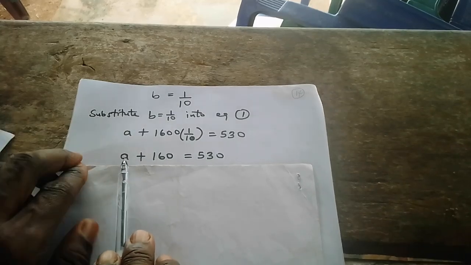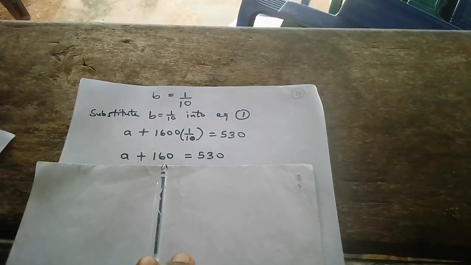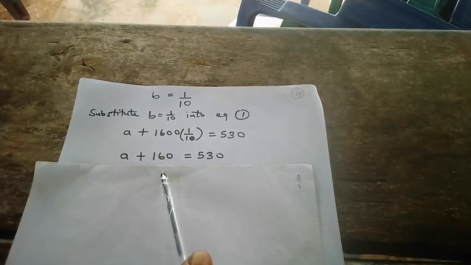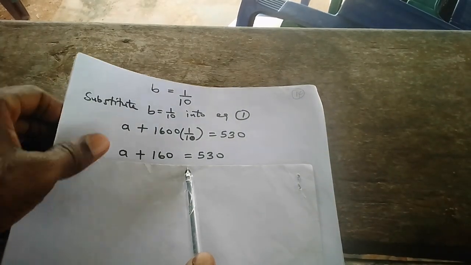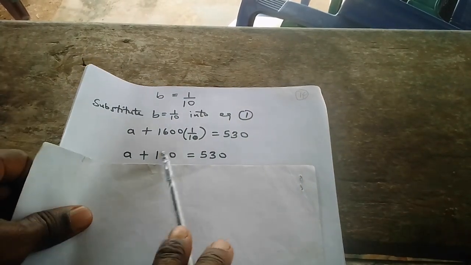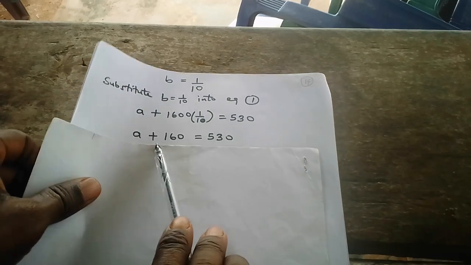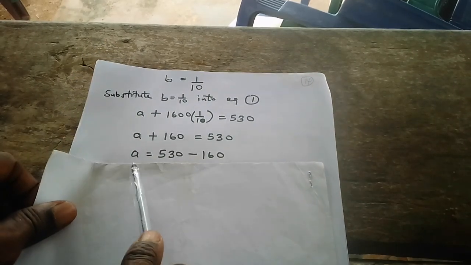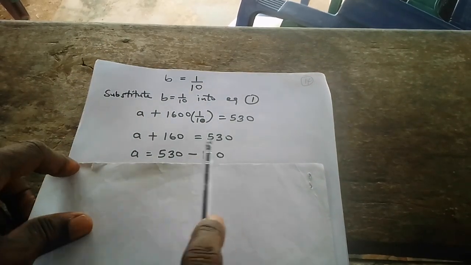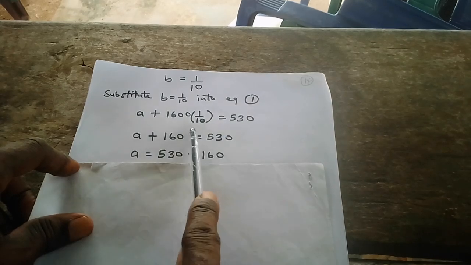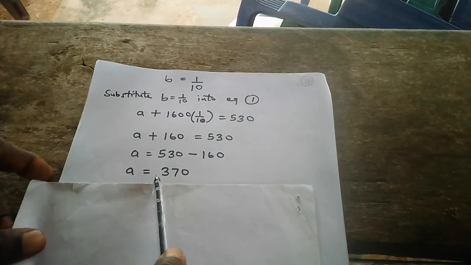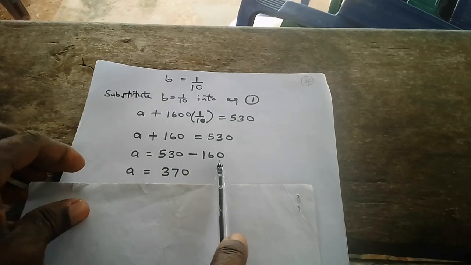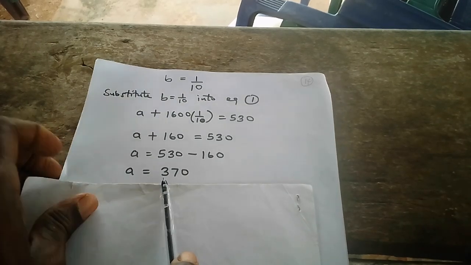So that means we'll be having A plus 160 is equal to 530. From there, you bring this plus 160 to the other side. It is plus here; when it comes here, it now turns to negative. So A is equal to 530 minus 160, which will give us 370.